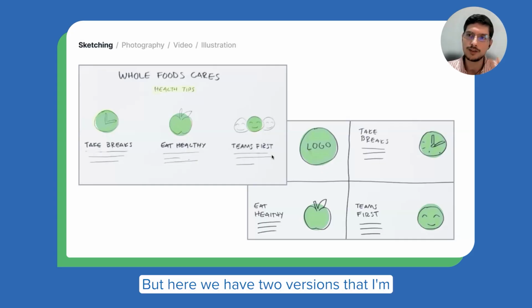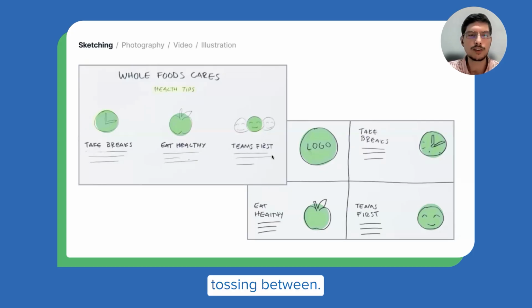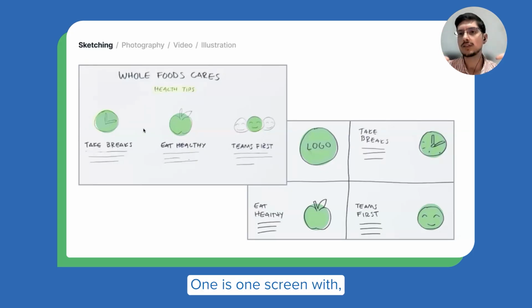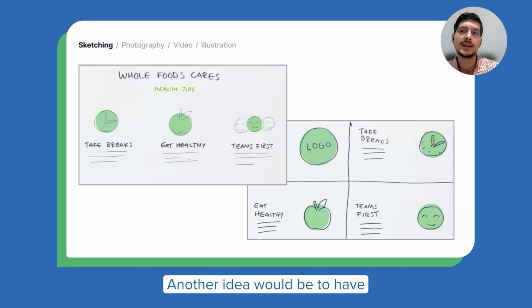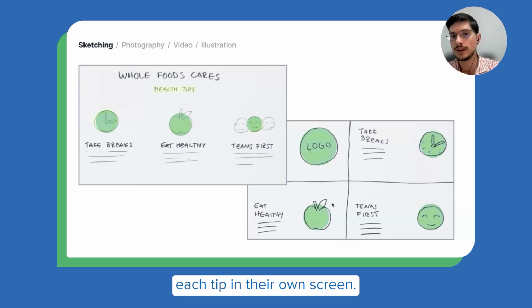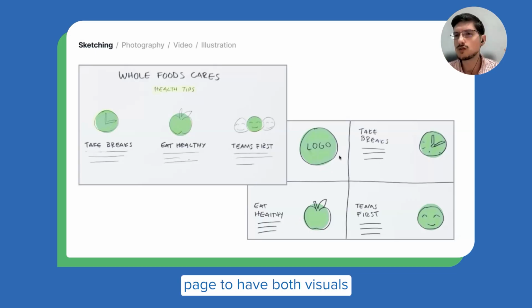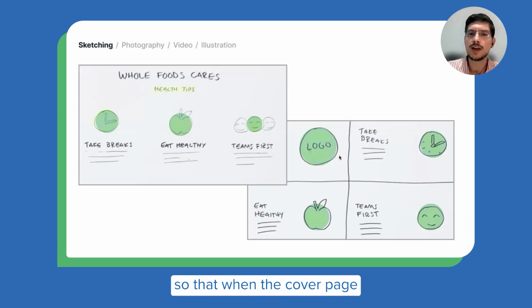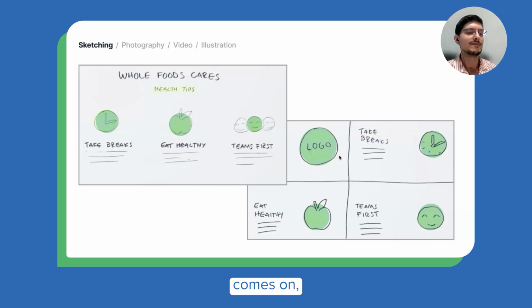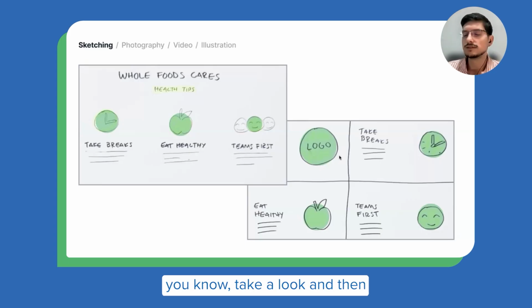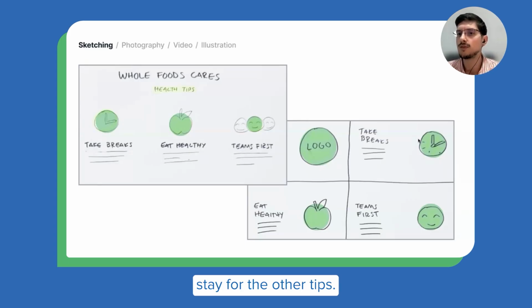Here we have 2 versions that I'm tossing between. One is one screen with the message that Whole Foods cares about their workers, and then the 3 tips. Another idea would be to have each tip on its own screen, and then I gave it a cover page to give it more emphasis. I want the cover page to have bold visuals and maybe video, so that when it comes on, workers on their lunch break will take a look and then stay for the other tips.